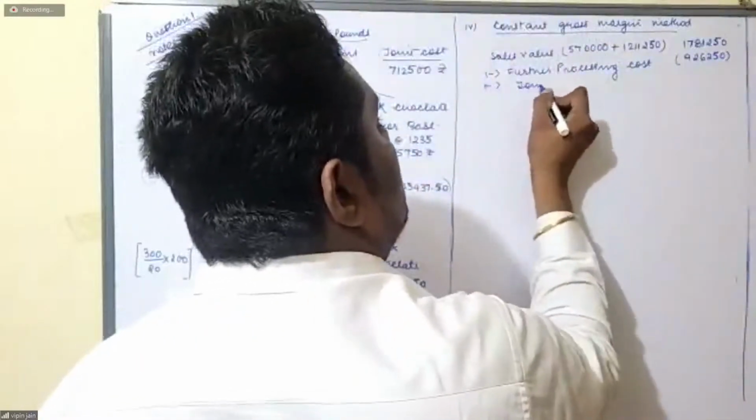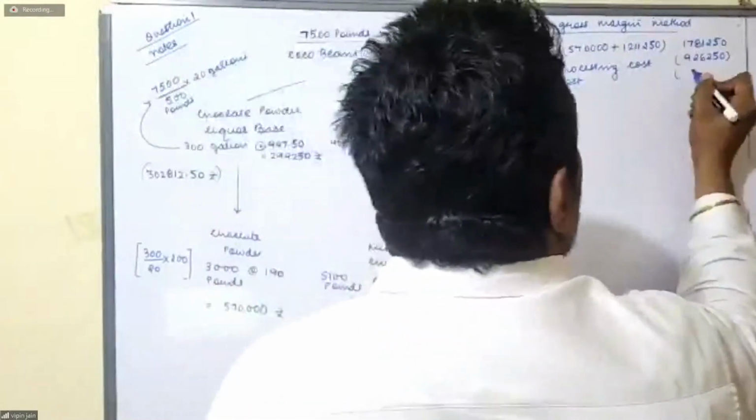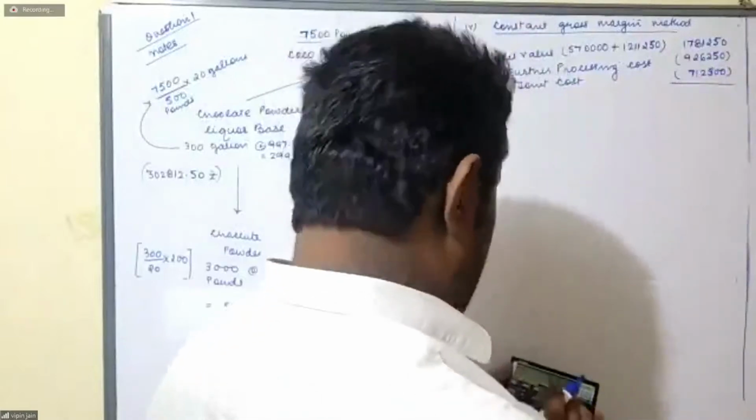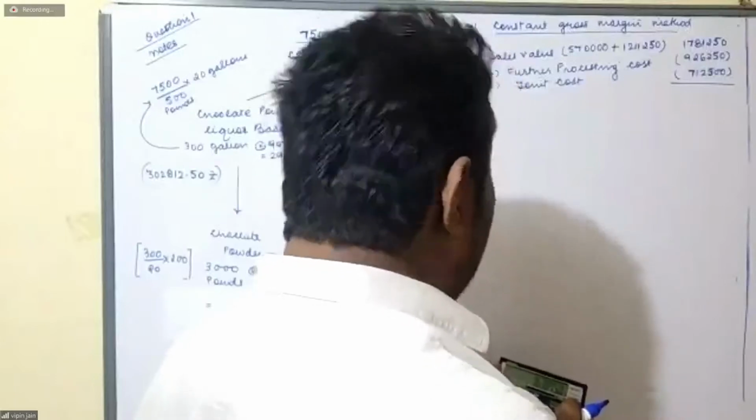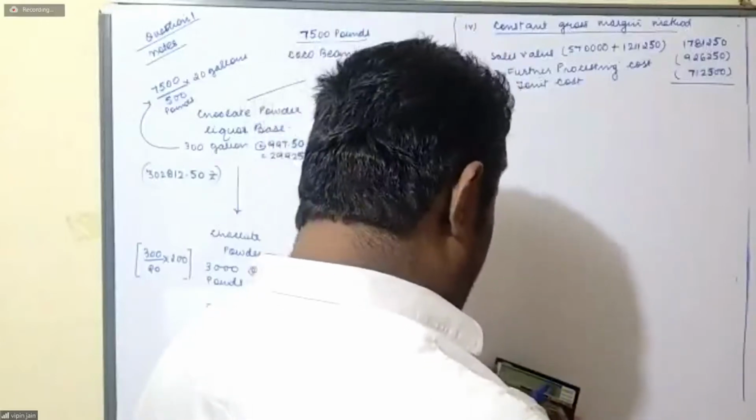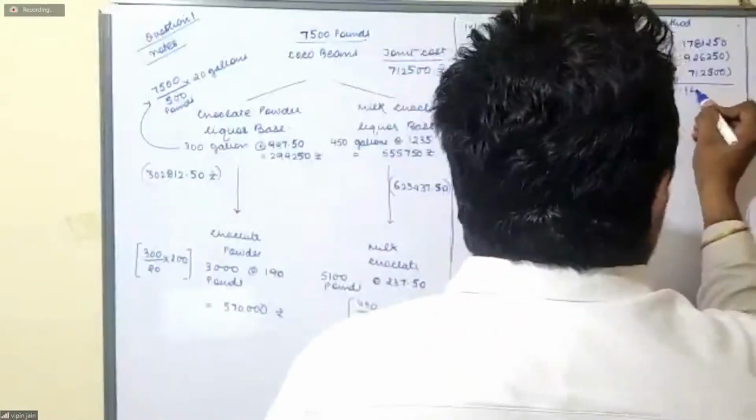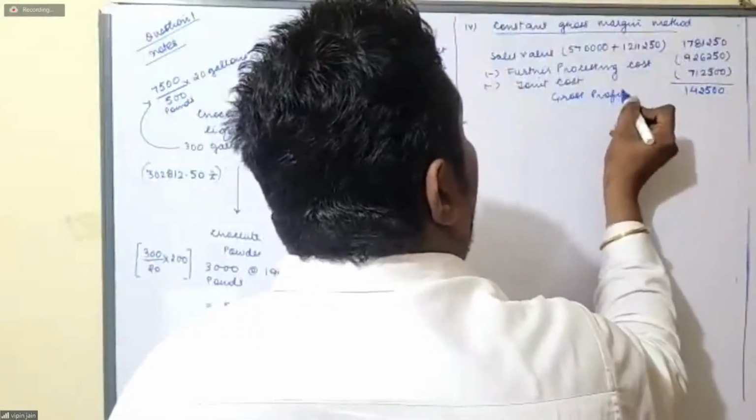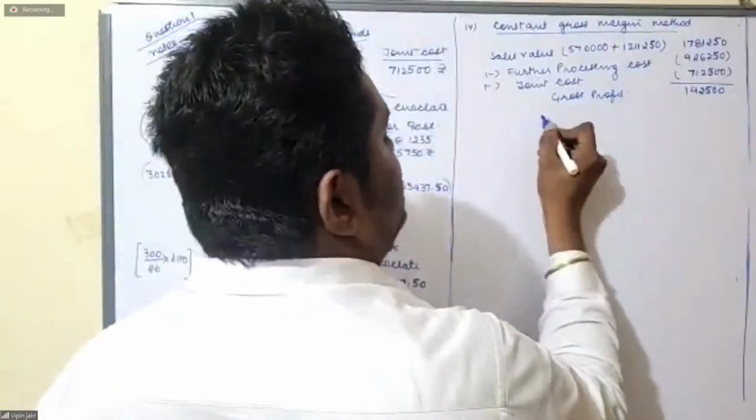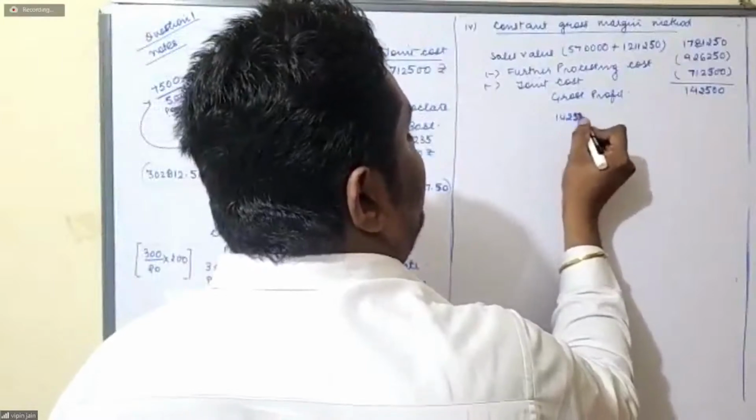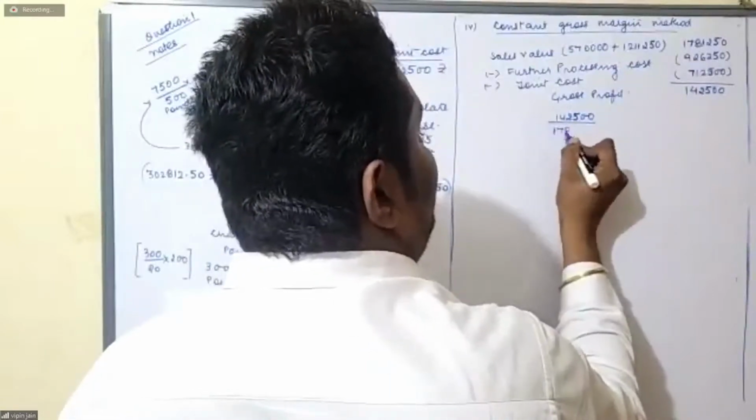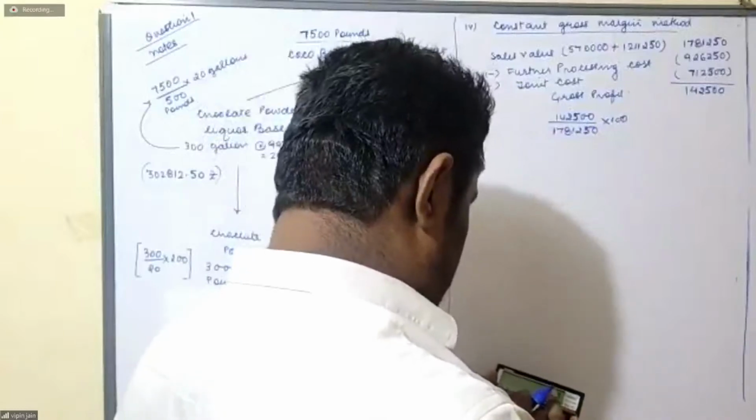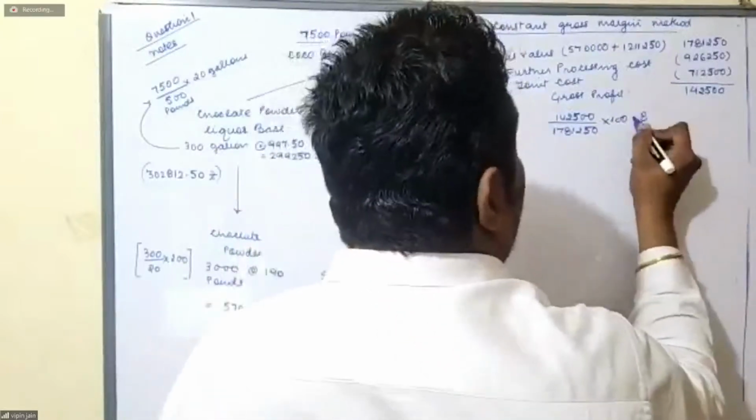Minus the joint cost, that is 7,12,500. We'll calculate the profit, that is 17,81,250. So this will be 142,500, my gross profit. Thereafter, we'll calculate the percentage gross profit, that is 142,500 divided by 17,81,250 into 100. So this will be 8%.